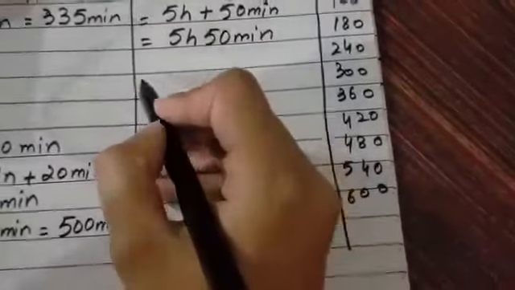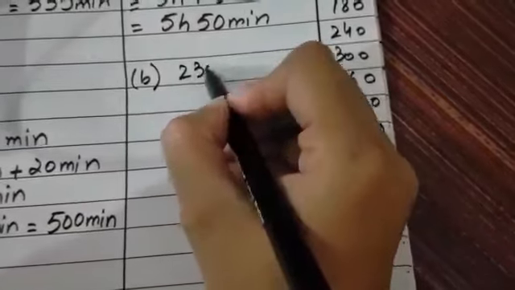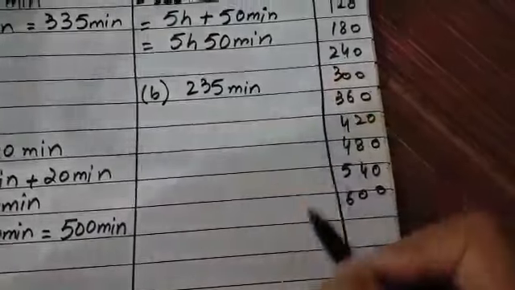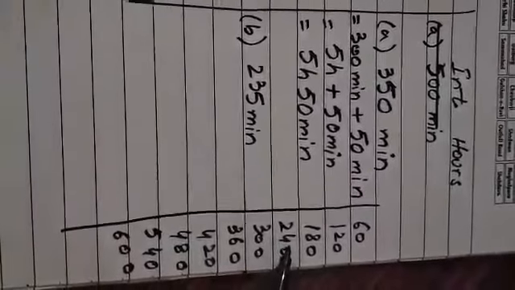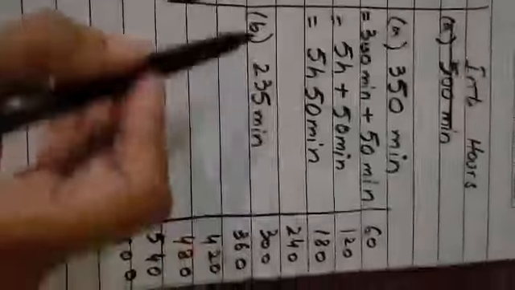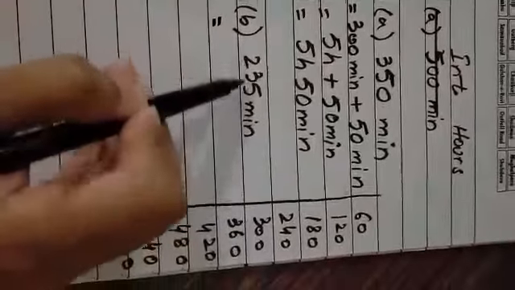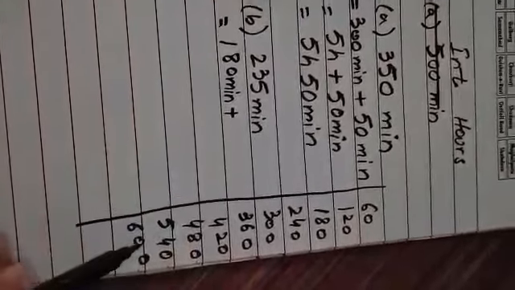Okay, let's take another example. Example B, that is 235 minutes. Again we will look at the table of 60 for the nearest and lowest value. 240 is the nearest, but it's not the lowest value. 180 is the nearest and lowest value for 235. So we will split this 235 into 180 minutes. And what is the left value?